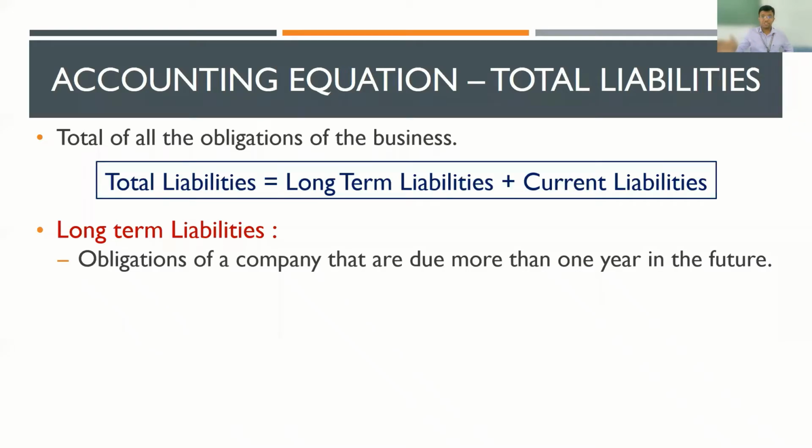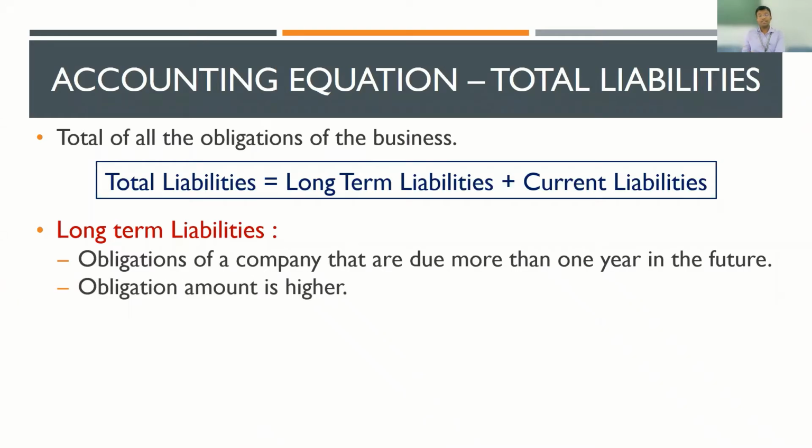So if you have an obligation and that obligation you are likely to fulfill only across a long period of time, those obligations are said to be long-term liabilities. So for example, you went to a bank and you took a 20-year loan, which means you are likely to pay back the money only within 20 years. That is a long-term liability.